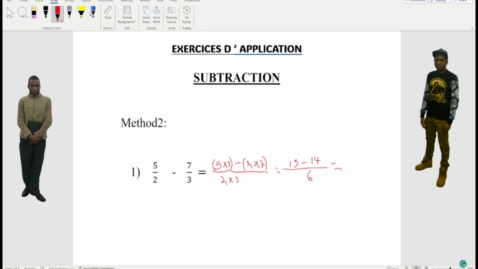Now, when you look at it, 15 minus 14 equals 1. Don't forget this. That's the answer. That's it. Okay, that's another way of doing it in case you don't get it.